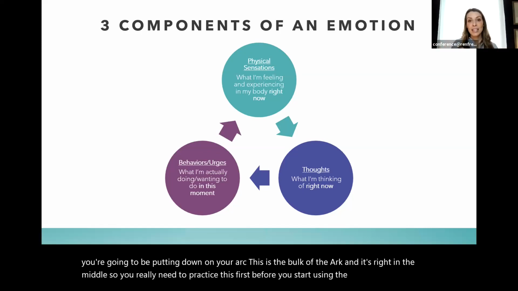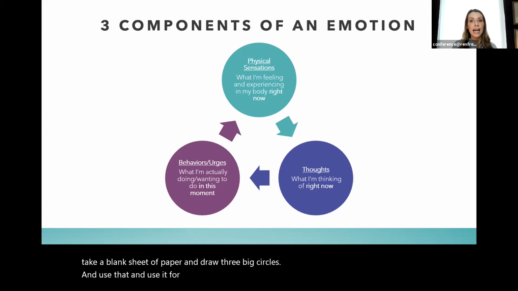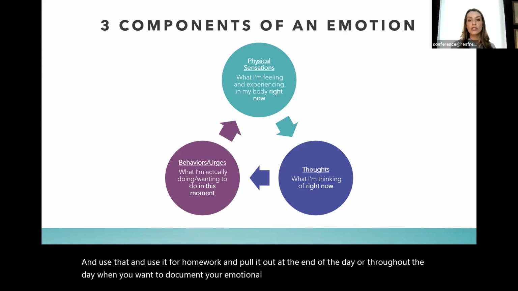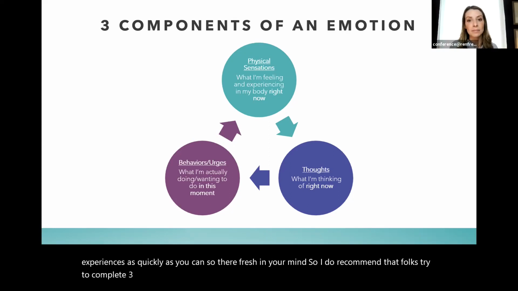You can just take a blank sheet of paper and draw 3 big circles and use that for homework, and pull it out at the end of the day or throughout the day when you want to document your emotional experiences. It's best to try to document these experiences as quickly as you can so they're fresh in your mind. So I do recommend that folks try to complete 3 component models throughout the day.